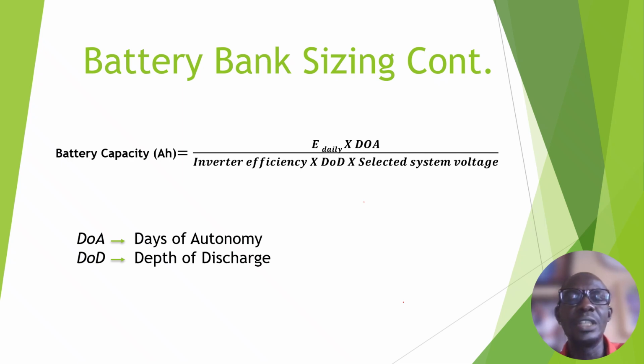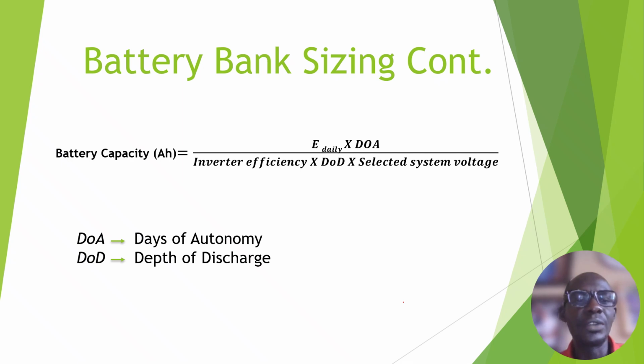So you will factor it in. If there's no sun today and tomorrow, that's 2 days, so your days of autonomy will be two. Do you understand? Or you are factoring in that maybe for 3 days there will be no sun, everything will just be shadow, then it means your days of autonomy is three. So that's about days of autonomy.